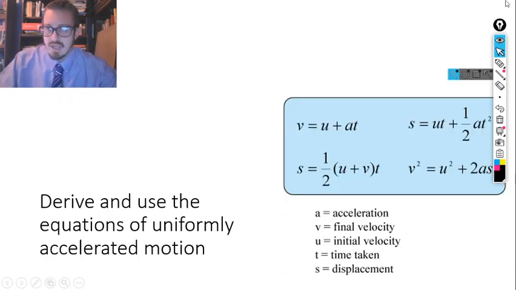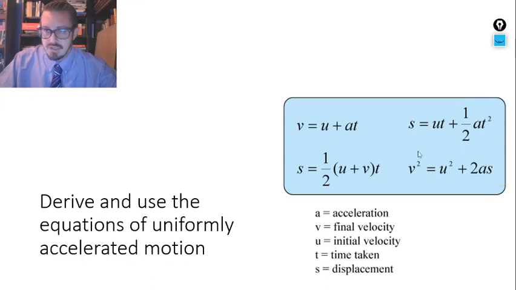And they are here. So the big 4 equations of motion relate 5 different variables: acceleration, final velocity, initial velocity, the time taken, and the displacement. And any given equation will omit one of those variables. We'll typically call this first one equation 1, v equals u plus at. So the final velocity equals the initial velocity plus the product of the acceleration and the time.